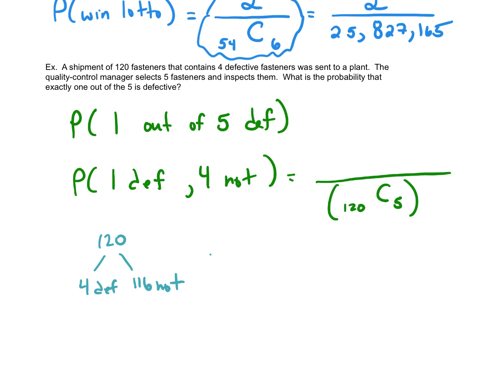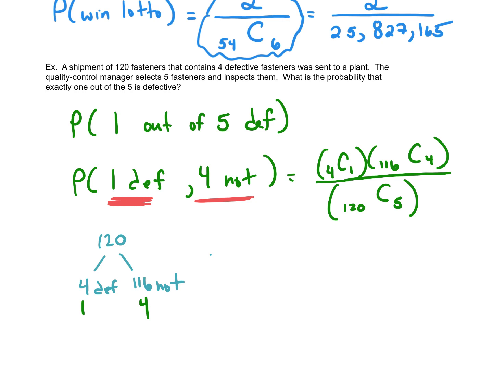I'm going to think about it in this philosophy: I want 1 of the defectives and 4 of the not defectives, and I'm going to set those up with individual combinations. Since I want one of these 4 and I want 4 of these, I want both things to happen. And remember, when we want 2 things at the same time, we multiply. So I want 1 out of those 4 defective fasteners, and, since it's "and," I'm multiplying, I want 4 out of the 116 not defective.